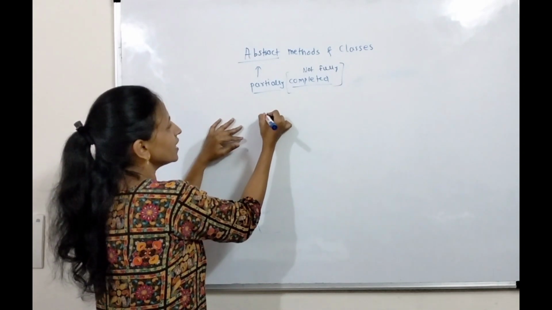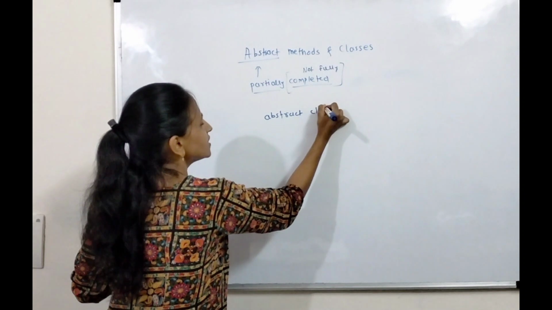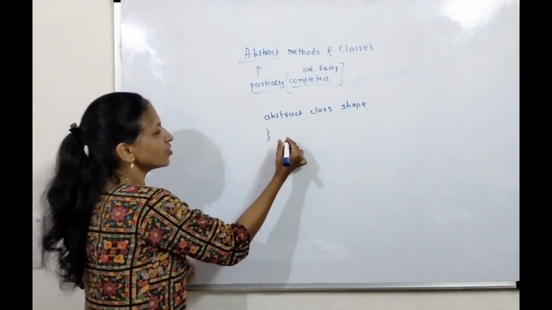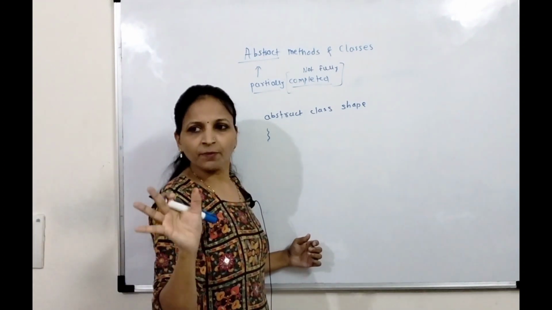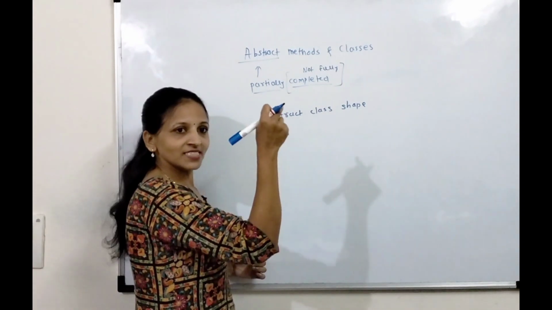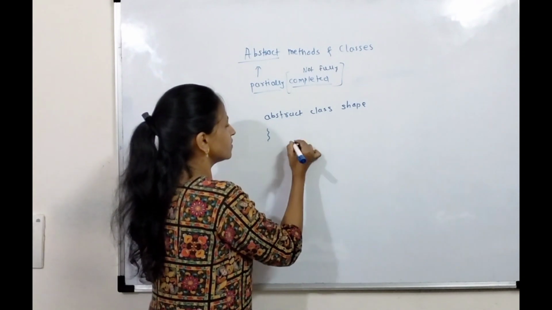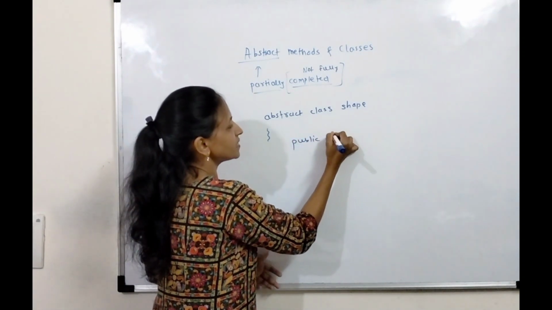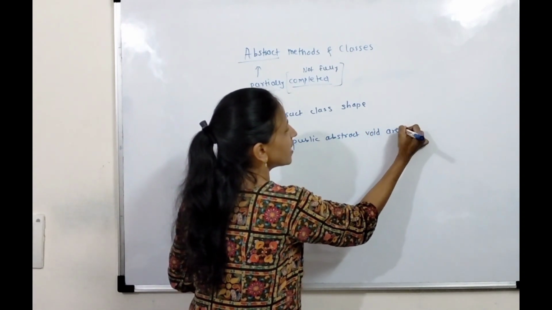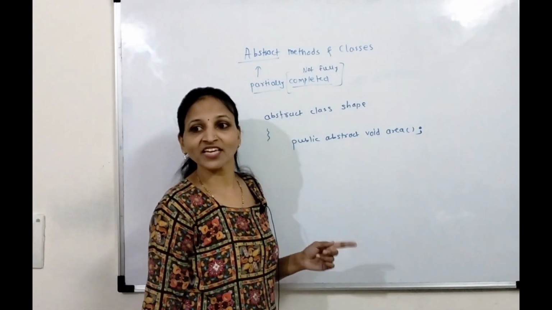Now see, we have created a class as an abstract class like this: abstract class shape. And here you have written the area method, to calculate area. But that should be declared as abstract. How will we write it? Like public abstract void area, in this way, and compulsorily write a semicolon. Don't make any mistake here.